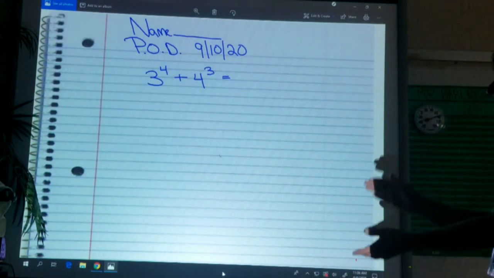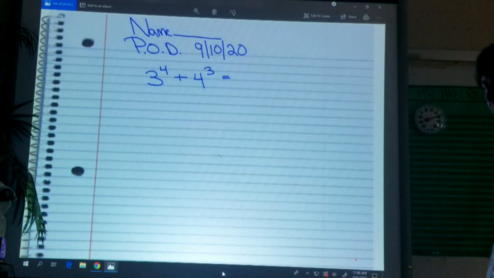Baker. Here's our problem of the day for today. Hit pause and get it done. See what you can figure out.